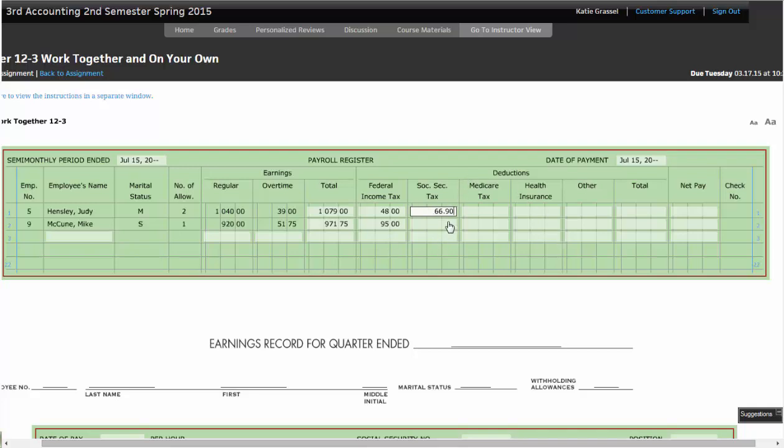Libby, what did you get for Social Security tax for Mike? Didn't get it yet? Okay. Devin got it. What'd you get, Devin? Nice. Good rounding. 60.25. Now, Medicare. Take, for Judy, I'm going to do first 1,079.0145.